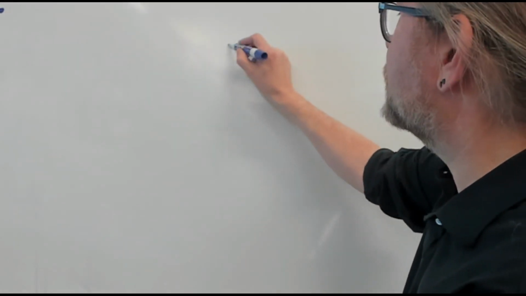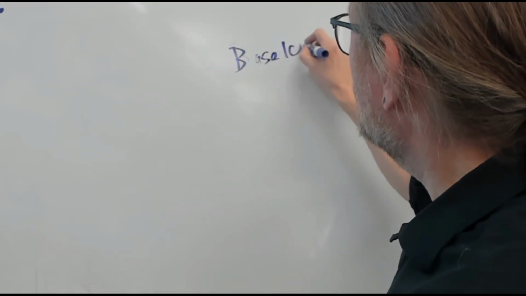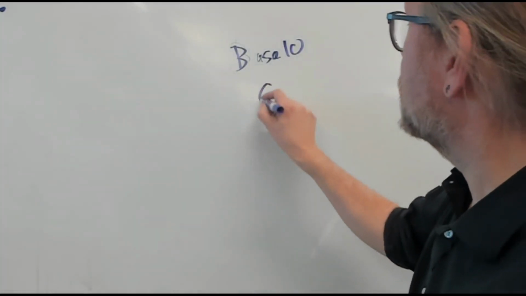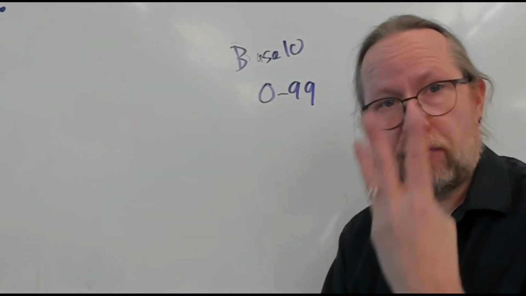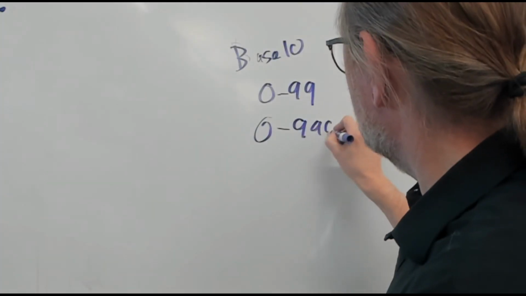How big of a number can we express with a certain number of digits, say, in base 10, the numbers that we're used to using? How many numbers can we express with 2 digits? We can express from 0 to 99. How many can we express with 3 digits? We can express from 0 to 999.